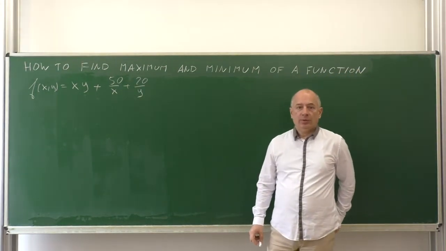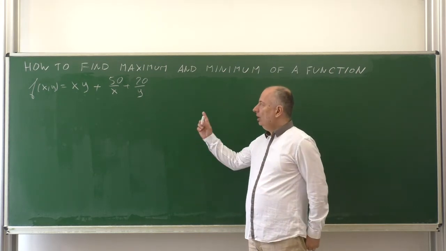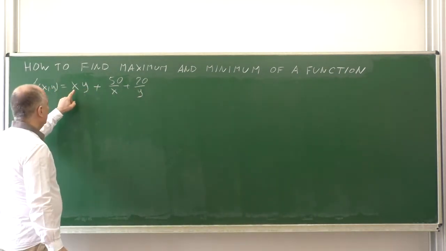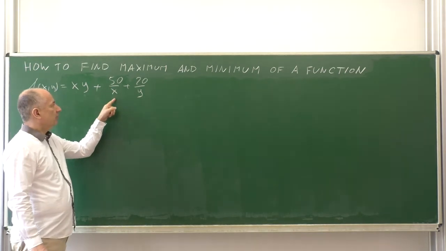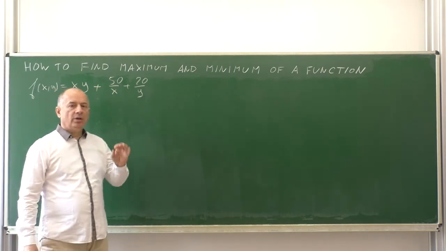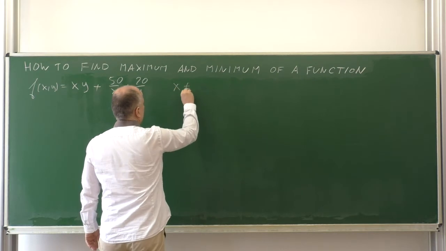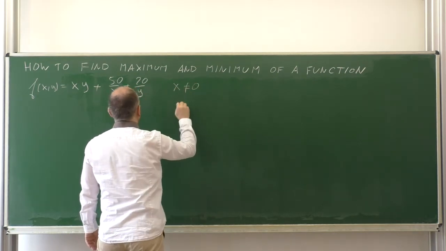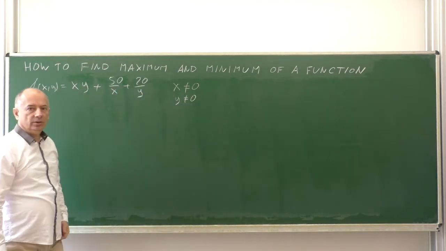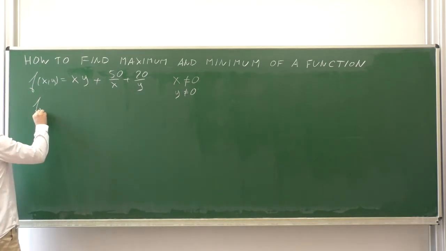Let us illustrate the procedure of how to find the minimum and maximum of a function of two variables by the following example. Consider the function f(x,y) equal to x times y plus 50 over x plus 20 over y. First, it's a good idea to write the domain of definition. We have some fractions, so the denominator should be non-zero, and similarly for y, because it also appears in a denominator. Then we find the first order derivatives.